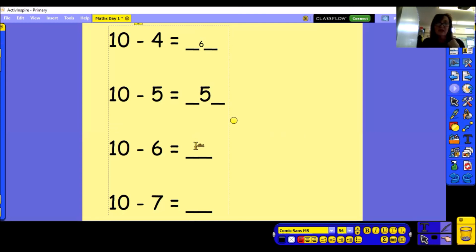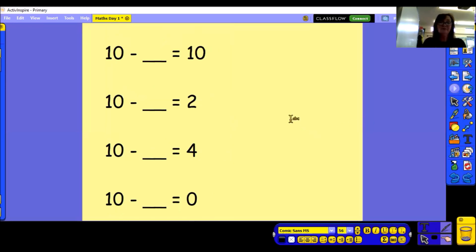Remember your systematic working? 10 take away 6 is 4. 6, 5, 4. What do you think is going to be here? What number bonds go together to make 10? 7 and 3. So 10 take away 4 is 6. 10 take away 5 is 5. 10 take away 6 is 4. 10 take away 7 is 3. And we can see as this number goes up, this number is going down. Good job I worked systematically.